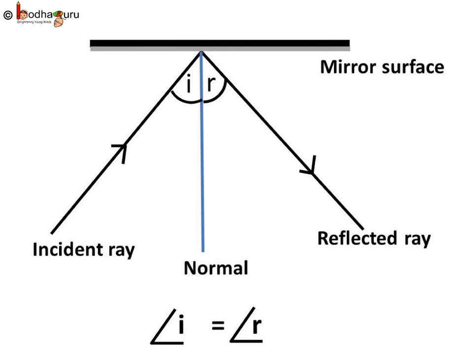Wait, look at the angles carefully. Also, if you measure, they both are approximately of same magnitude. Yes, the angle of incidence and the angle of reflection are equal. If this experiment is carried out very carefully, then it can be easily shown that the angle of incidence is always equal to the angle of reflection.